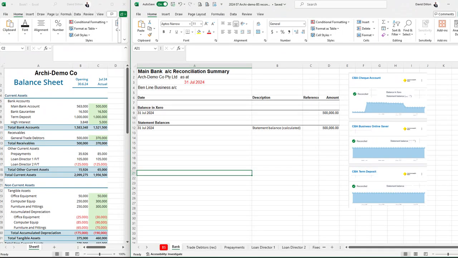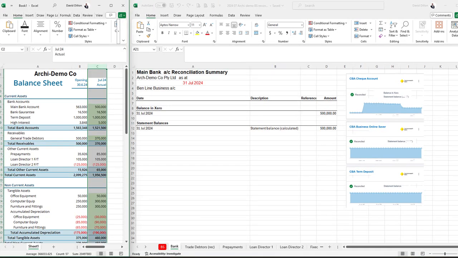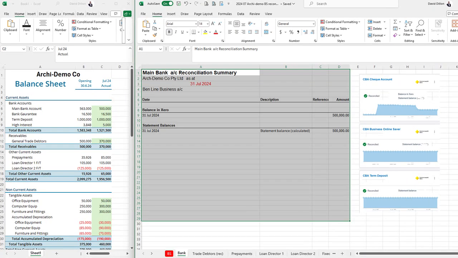Here's Archi-Demo's balance sheet. You can see here on the left of the screen, we've got our opening balances for June 30, 24, and we've got highlighted there the July month end. We need to make sure this is bulletproof so there's no profit leaking away out of here. The first thing, we go to the bank accounts and we can see we've got a bank account reconciliation here for the main account, the 500, and we've got zero feeds coming through for the other accounts.